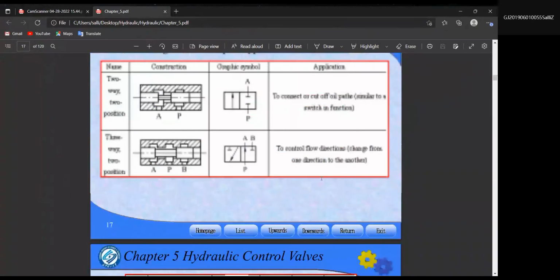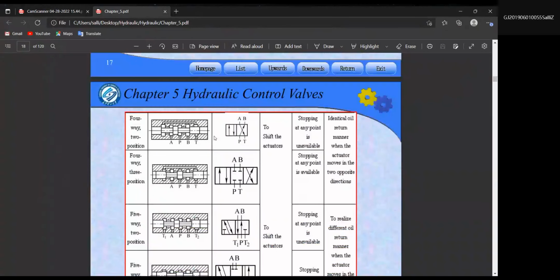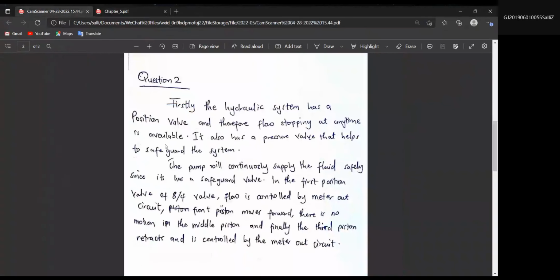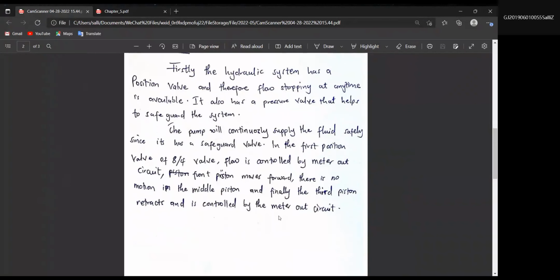The selection of the valves. This is the valve used. It's a four-way, two-position valve, which means stopping of the fluid at any time is available. It also has a pressure valve that helps to safeguard the system in case of any overflow of the fluid. The pump will continuously supply fluid safely since it is a safeguard valve. In the first position of the valve, the flow is controlled by the meter-out circuit. The first piston moves forward, there's no motion in the middle position, and finally the third piston retracts.